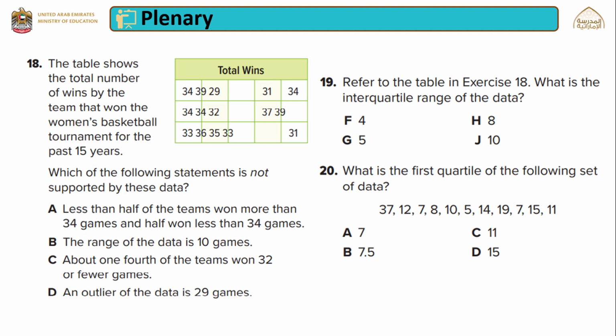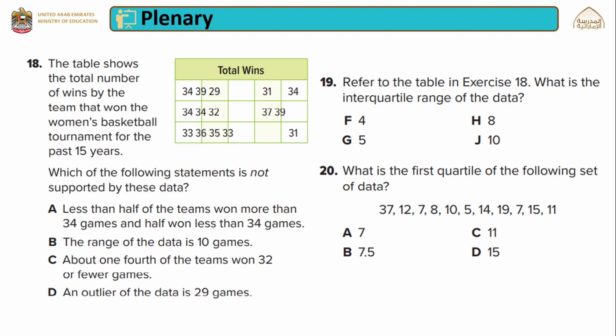Plenary. The table shows the total number of wins by the team that won women's basketball tournaments for the past 15 years. Which of the following statements is not supported by these data? Less than half of the teams won more than 34 games and half won less than 34 games. The range of the data is 10 games. About one fourth of the teams won 32 or fewer games.